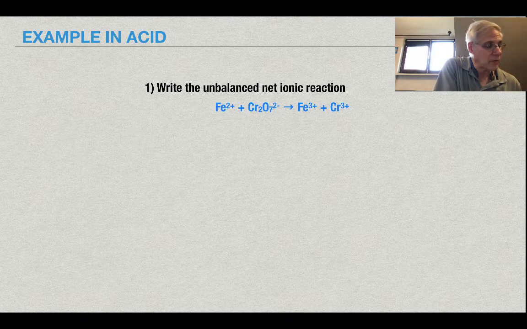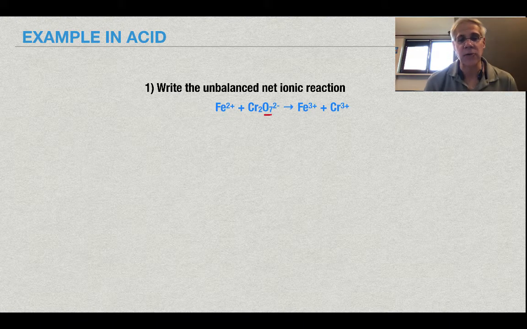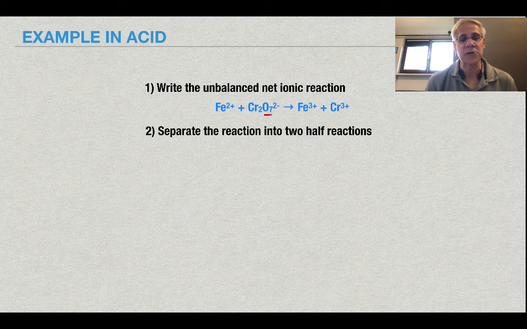For one thing, we have 7 oxygens there in our dichromate ion, and we have no oxygens in the product side, so we're missing some oxygens, and we certainly can't have that happen. So we write the unbalanced reaction.